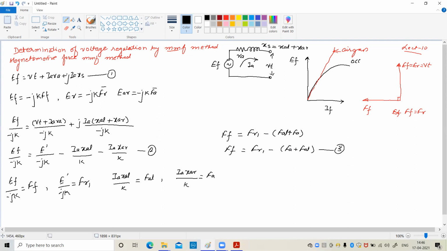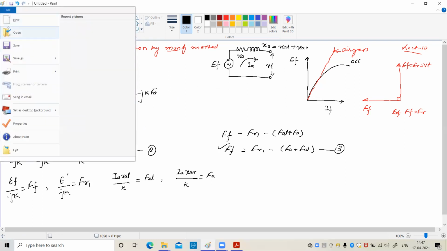So this is equation number 3, the MMF equation, in which the EMF equation gets converted into an equivalent MMF equation. From this equation, for the value of FF, the corresponding value of EMF can be calculated to estimate the voltage regulation. Therefore it is called the MMF method. So we will take a step-by-step method to solve numericals by the MMF method.